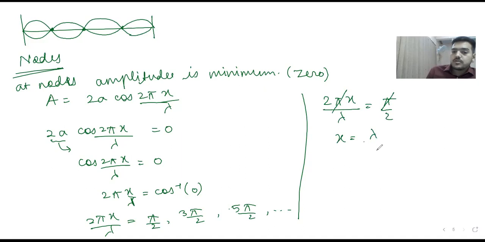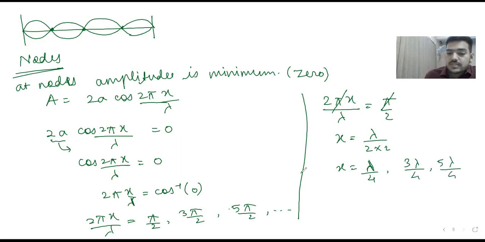Lambda is going there, 2 is getting multiplied with 2. So I'm getting lambda by 4. So lambda by 4 is the value of x, that is the value of displacement. And similarly, I will get it as 3 lambda by 4, 5 lambda by 4, and so on.